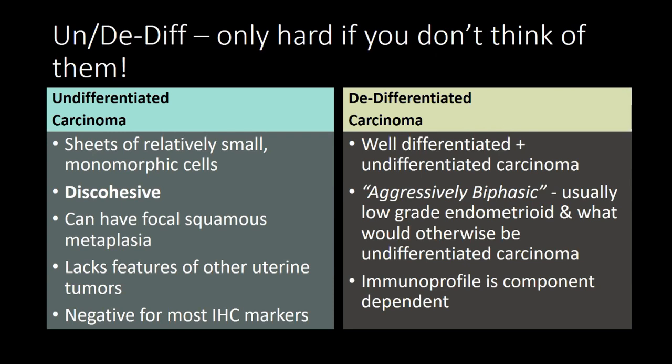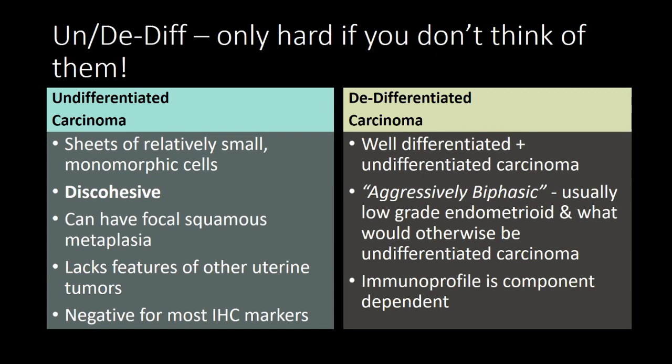Now, dedifferentiated carcinoma, on the other hand, really is tricky for grade 3 endometrioid. I think that is probably the most difficult diagnosis there to differentiate. So what a D-diff is going to have is exactly the way it's named. There's going to be a well-differentiated component that dedifferentiates into what looks exactly like an undifferentiated carcinoma. So I like to call these guys aggressively biphasic. They take no middle ground. They'll go from low-grade endometrioid carcinoma to sheets of malignant heinous death cancer at the snap of a finger.